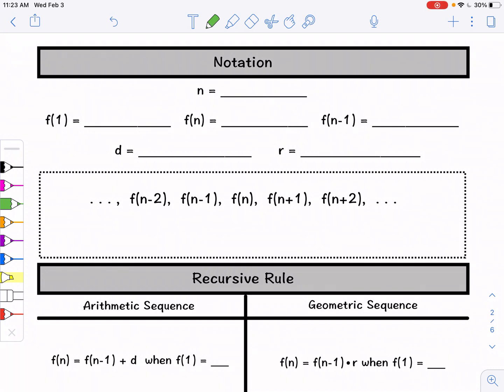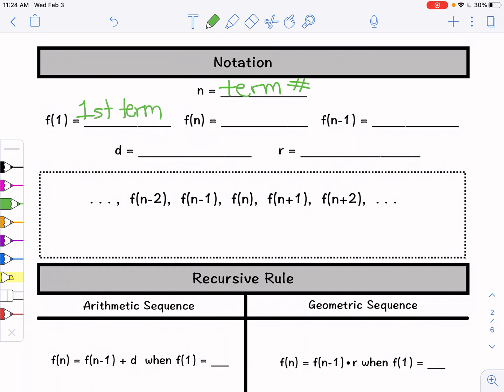Welcome back, Algebra 1. We're going to go over some notation, and we are going to focus on recursive sequences. Today we're going to focus on arithmetic sequences, and then I'll do another video for geometric sequences. So n represents the term number. So when n is 1, that's the first term in the sequence, in the list. When n is 2, that's the second term, etc. So f of 1 means first term.